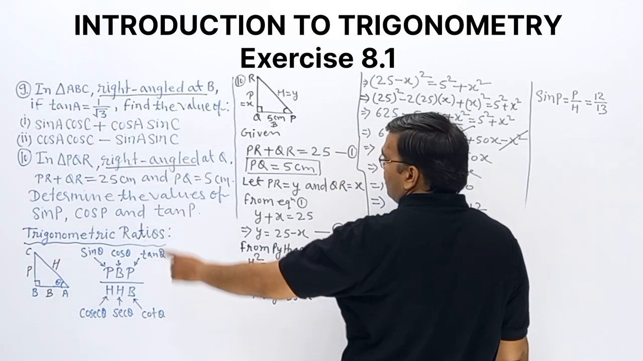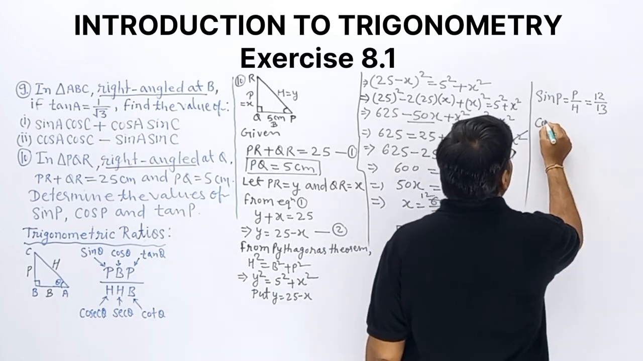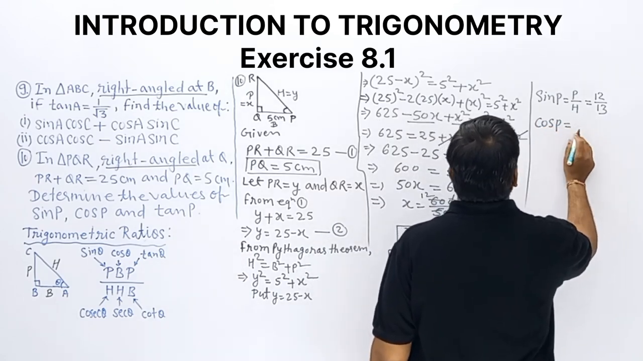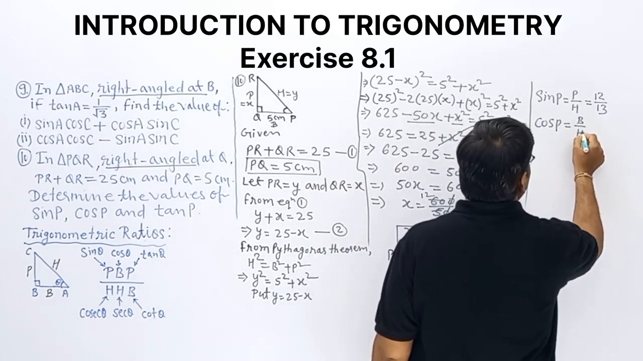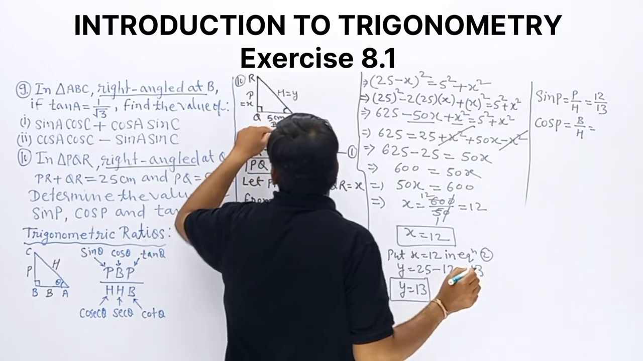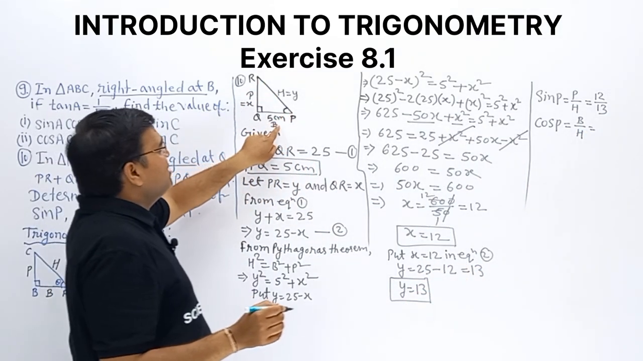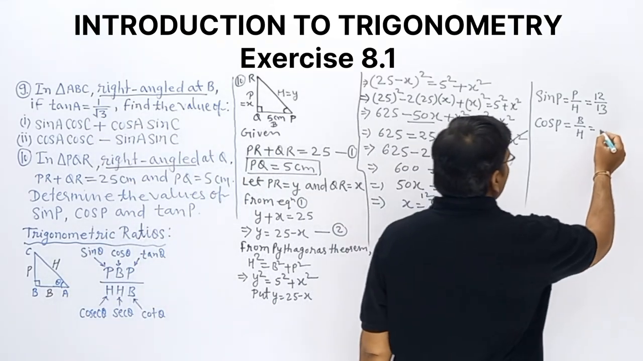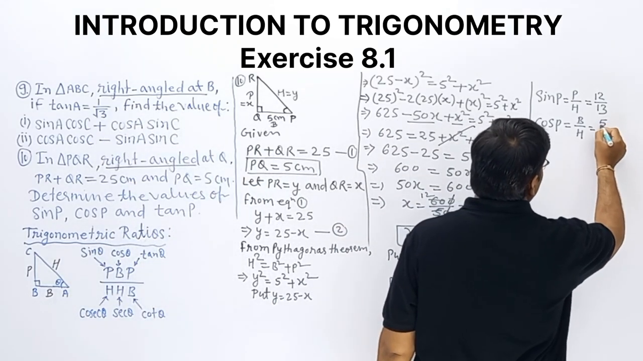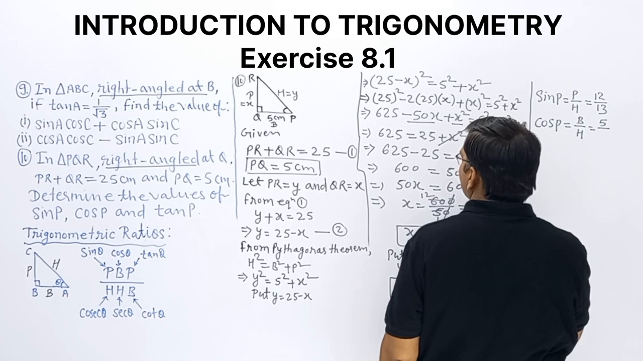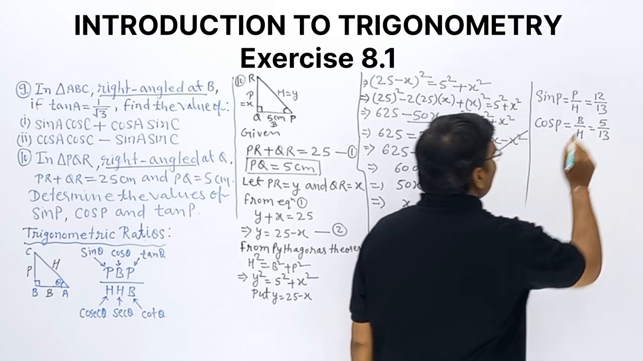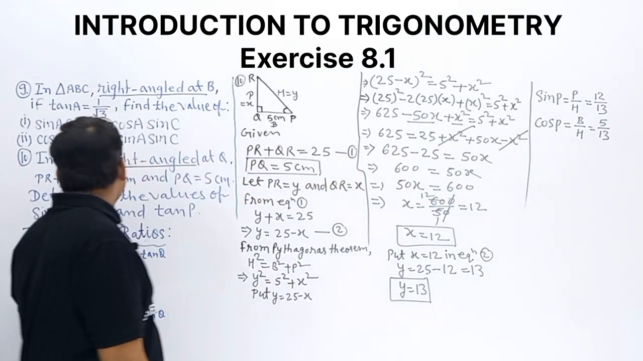Now next ratio is cos P. What will be the cos P? Cos P can be written as base upon hypotenuse. Now what is the base in this triangle? When the acute angle is P, then this will be the base. So base is 5 units, and hypotenuse is y, it is 13. So this is the answer for cos P.